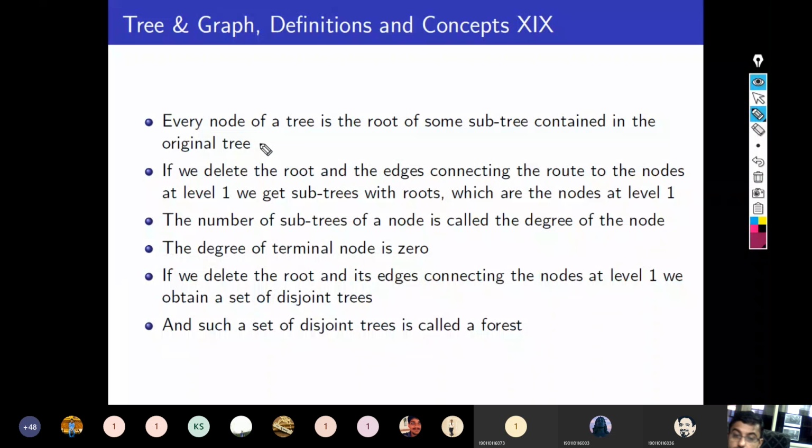Next, every node of a tree is the root of some subtree contained in the original tree. So every node of a tree is the root of some subtree. So for example, if I draw a tree here, so here you can see every node, right?